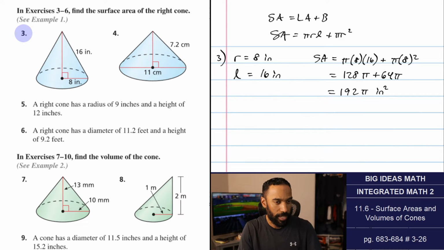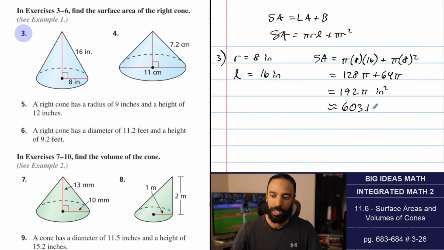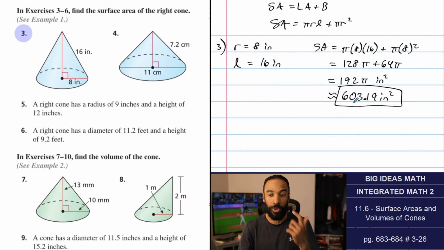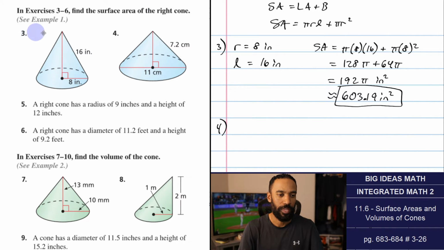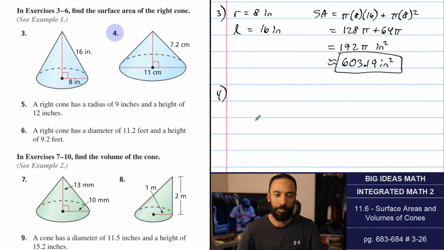Now I'm going to round this thing. 603.19 square inches. That's number 3. Sorry about not emphasizing that loudly enough. We are going to do volume, and that will have cubic units, but this one currently is just square inches. Square units.